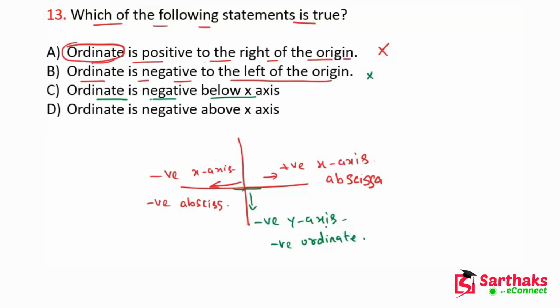So we can say that this statement is correct. Next is: ordinate is negative above the x-axis. Above the x-axis we have the positive y-axis. So according to this statement, this is false.